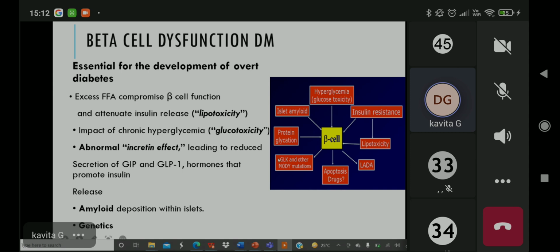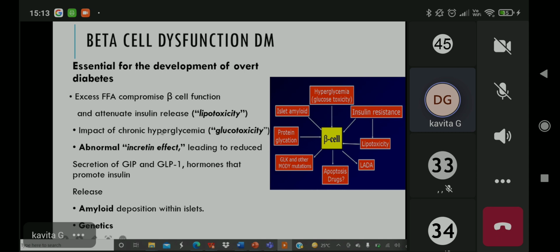Look at what all is happening to the beta cell. A beta cell has dysfunction, so it's not functioning properly. What is actually happening over here? Excess free fatty acids present in the bloodstream actually compromise the beta cell function, and this process by which your FFAs are telling the beta cells to hang on, you can't work properly, is called lipotoxicity. It is reducing the insulin release, not interfering with the job.